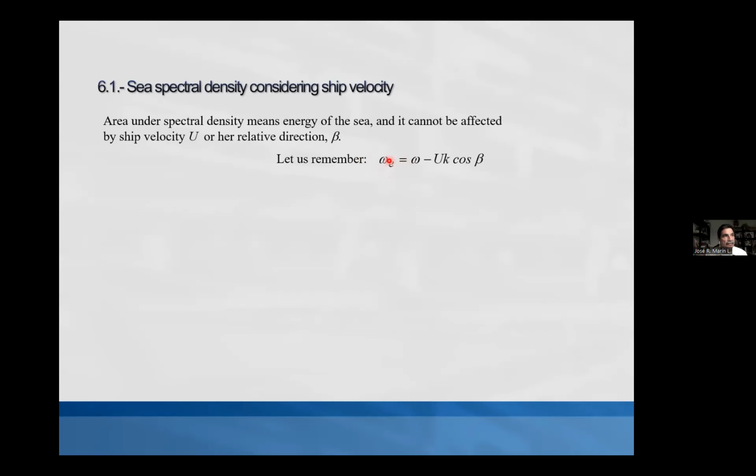So this is encounter frequency equal to the frequency of the waves. U is the velocity of the ship, K is the wave number, and beta is the angle from the direction of the moving waves towards the direction of the ship, which is also moving with velocity u, right? So we have that.